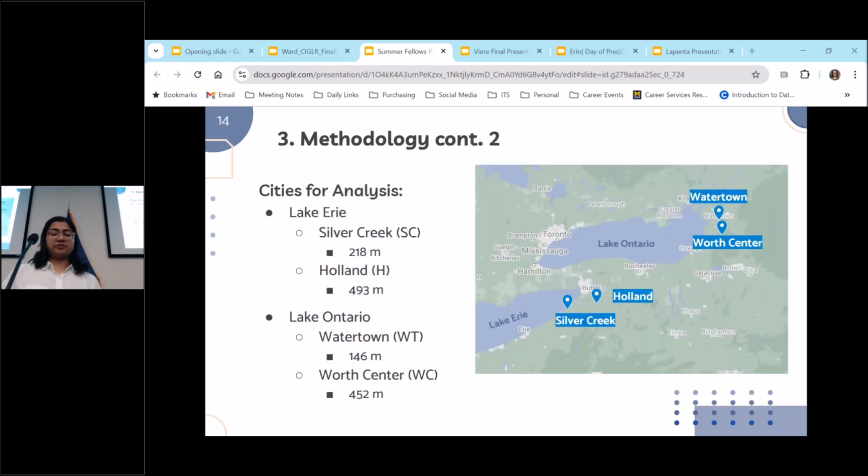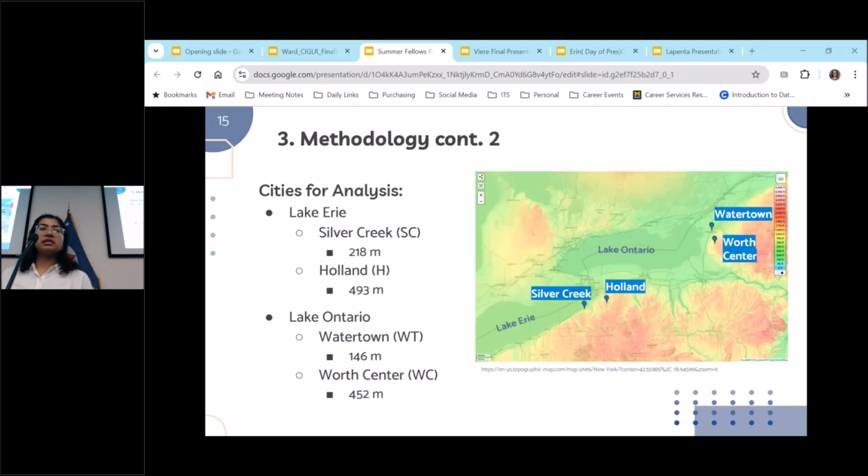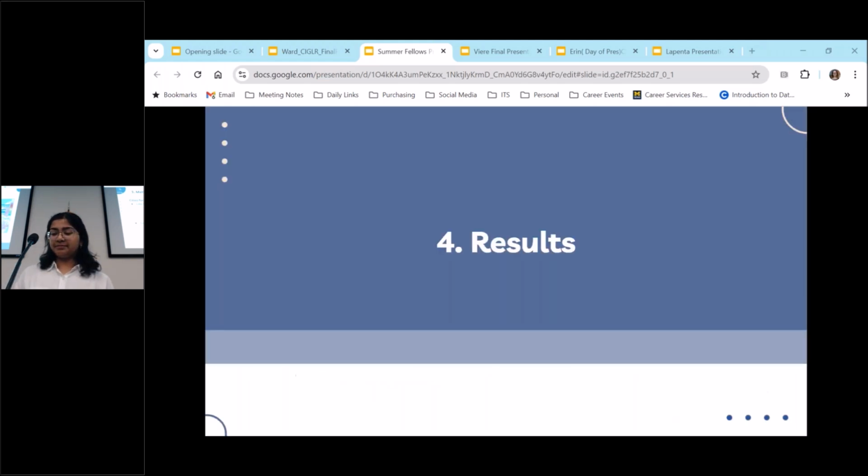And we chose 4 cities for our analysis. We chose Silver Creek and Holland for Lake Erie sites, and Watertown and Worth Center for Lake Ontario sites. And as you can see, these cities were chosen based on the distribution of the terrain as well as the precipitation. And so Watertown and Silver Creek are the more lowland areas versus Worth Center and Holland, which are the higher terrain areas. So let's get into the results.